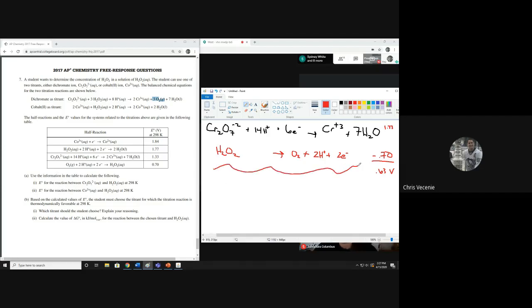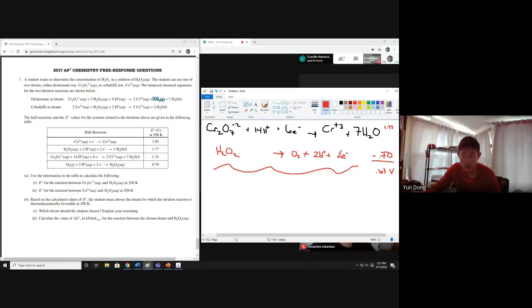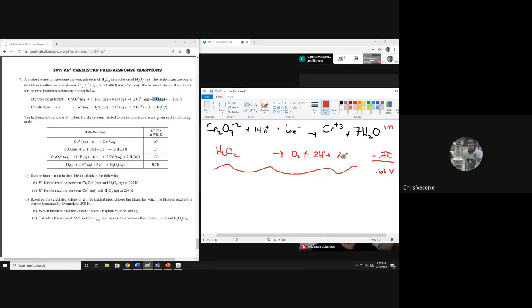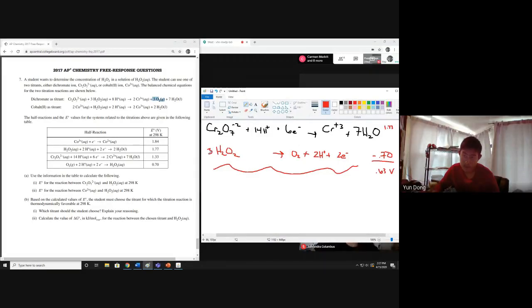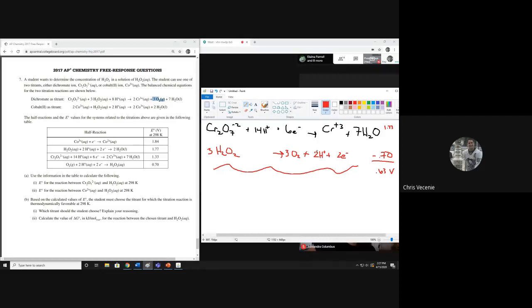Before I would combine these, what do we always have to do before we combine them? Same amount of electrons. I have two electrons here and six here. What do you have to do to the bottom one? Times it by three. He goes to six. So now my six electrons and my six electrons go away.